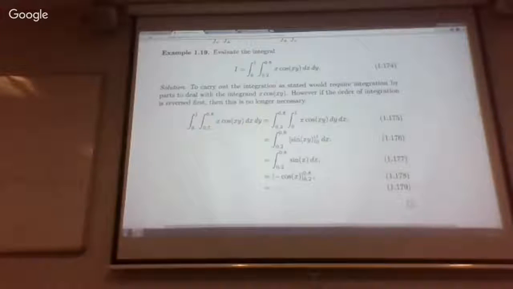Okay. So we'll leave it there for the moment. I'm seeing you again this evening at 5. We'll do a few more examples. And we'll look at some non-rectangular regions as well.